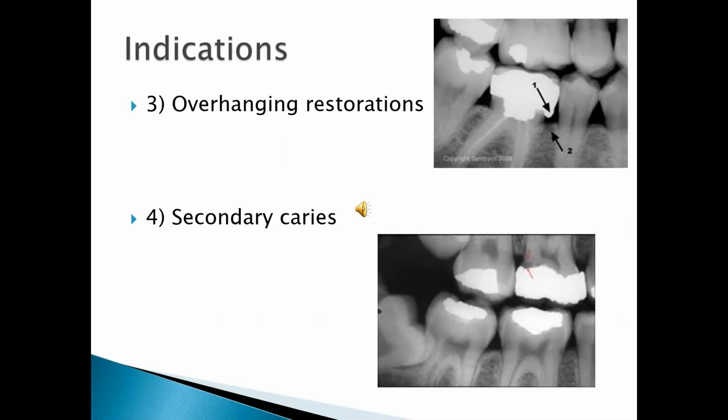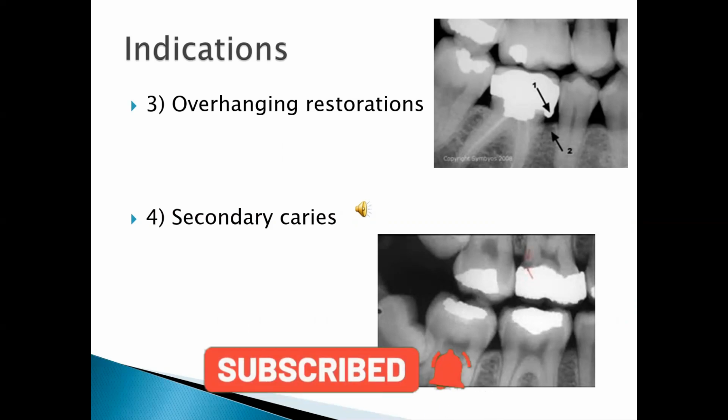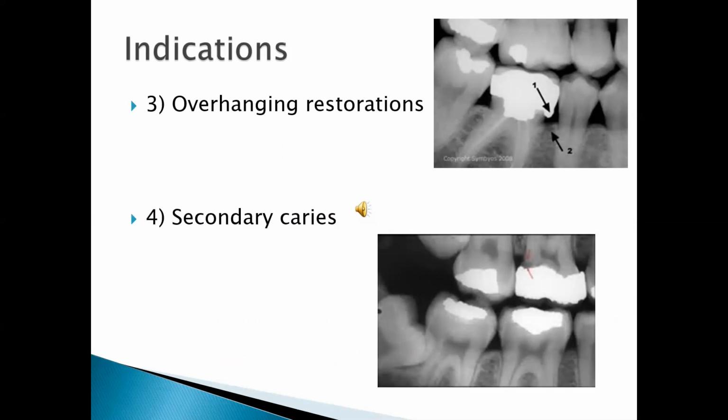Also something called a secondary caries. This is a carious lesion that happens under a restoration. Can you see 2 small red color arrows just underneath the molar restoration? Most probably a silver amalgam filling, and 2 reddish arrows showing the secondary caries area. So bite wing is a very good radiogram to detect these things as well.